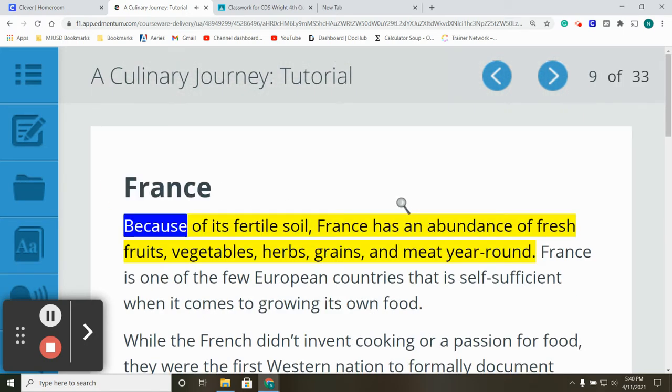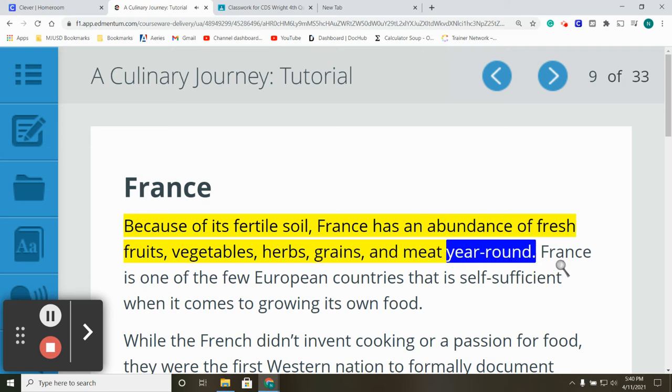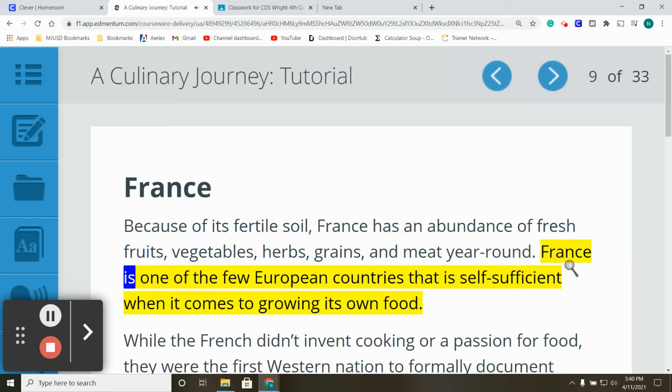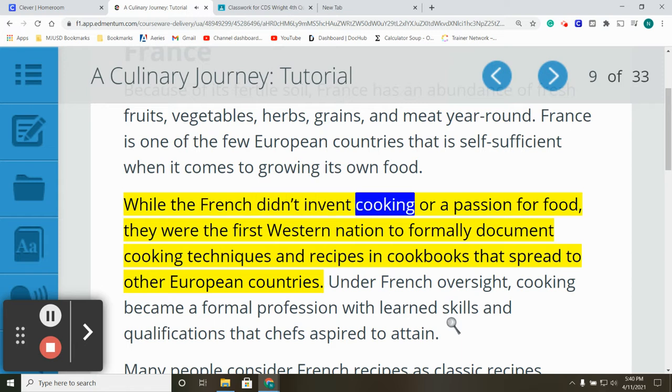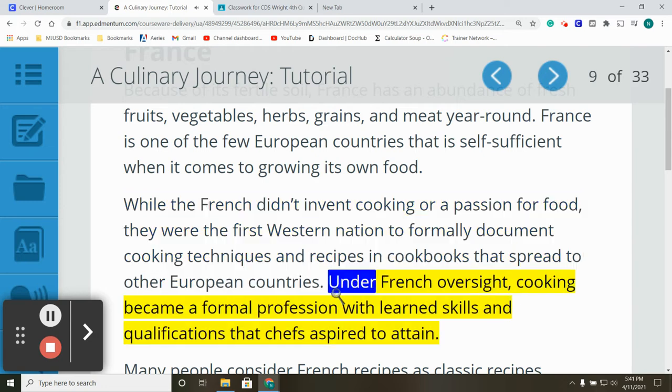France. Because of its fertile soil, France has an abundance of fresh fruits, vegetables, herbs, grains, and meat year-round. France is one of the few European countries that is self-sufficient when it comes to growing its own food. While the French didn't invent cooking or a passion for food, they were the first Western nation to formally document cooking techniques and recipes in cookbooks that spread to other European countries.